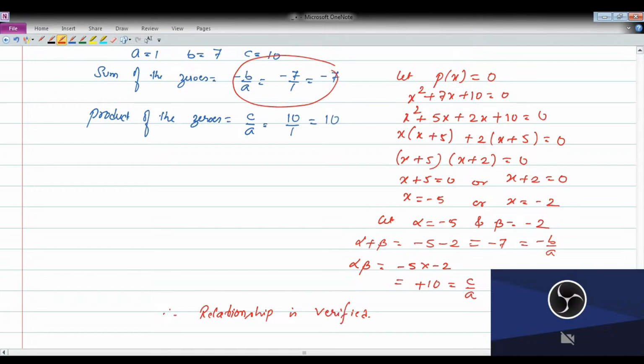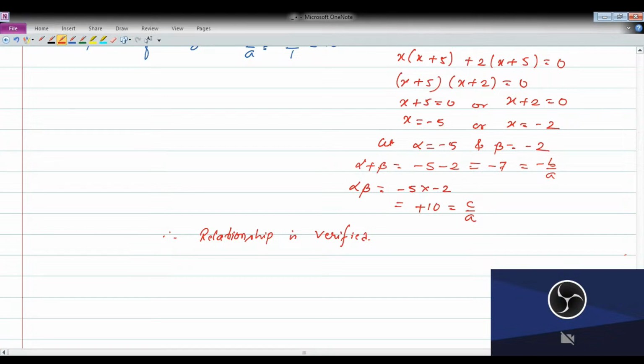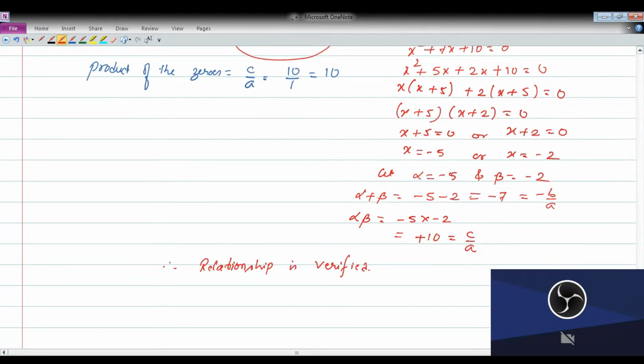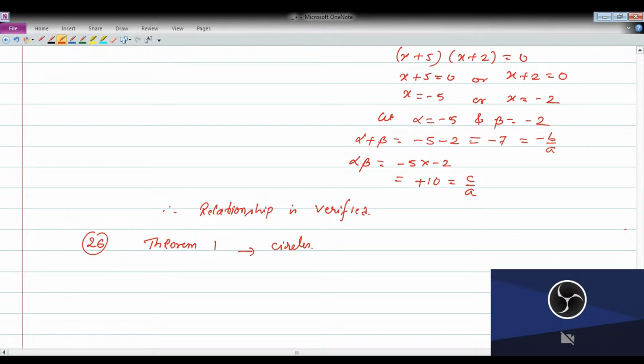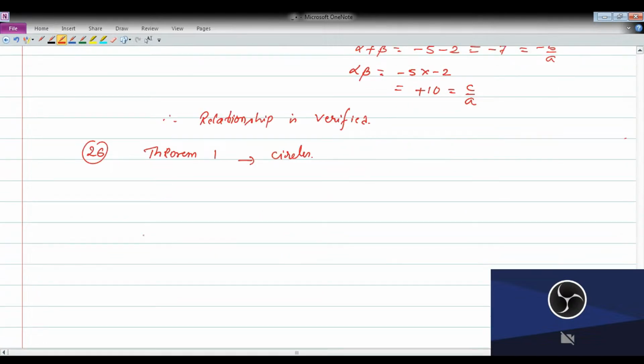Next, let us take the next question, question number 26. So question 25, that is the 3 mark first question, is from the chapter polynomials, and question number 26 is theorem 1 from the chapter circles. Now I'm moving on to question number 27. If you want a solution for theorem 1, you can refer to my videos. It is there in the playlist. I have explained all the theorems earlier itself.